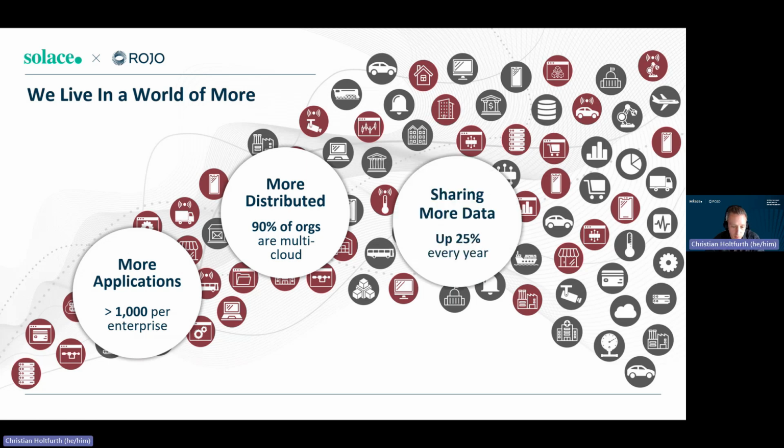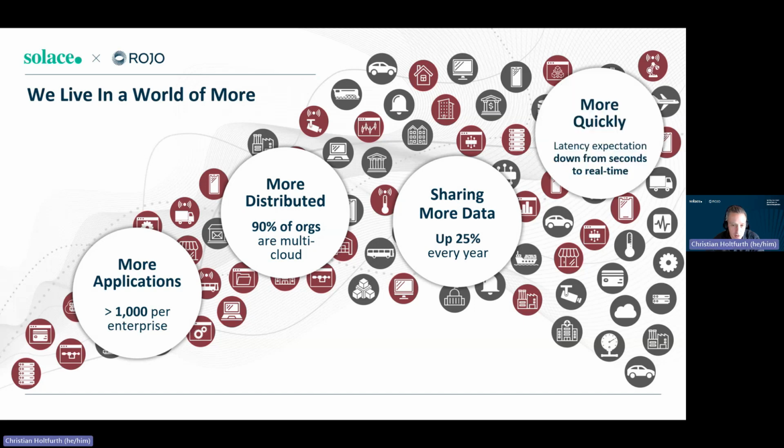At the same time, we're producing more and more data with these applications, and we need to share more and more of that data. That is roughly up 25% year on year. So every year, we're adding more and more to the data that needs to be shared across these applications. And the expectation in general is that this happens faster and faster. Consumers are used to having everything at their fingertips with smartphones and all the online systems that are available. So generally, the latency expectations are down from seconds or minutes to real time.